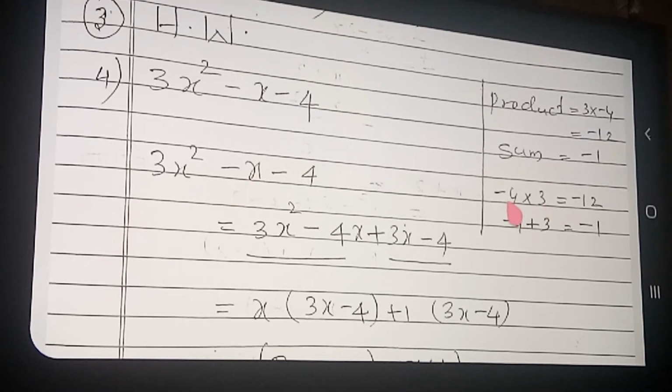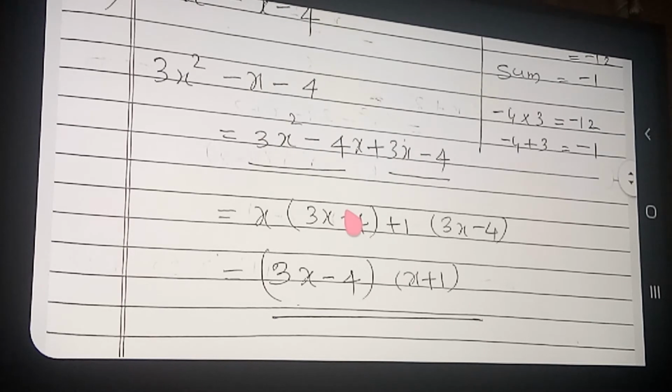So which are the terms for splitting the middle term? The minus 4 and plus 3. See here, I split it here: minus 4x plus 3x. Minus 4x plus 3x, how much coming? Minus x. Okay, now two terms take. So here what is common? Maximum common take outside, x common. 3x minus 4 coming. Here, just like the previous case, nothing common, so 1 I have written. So 3x minus 4.